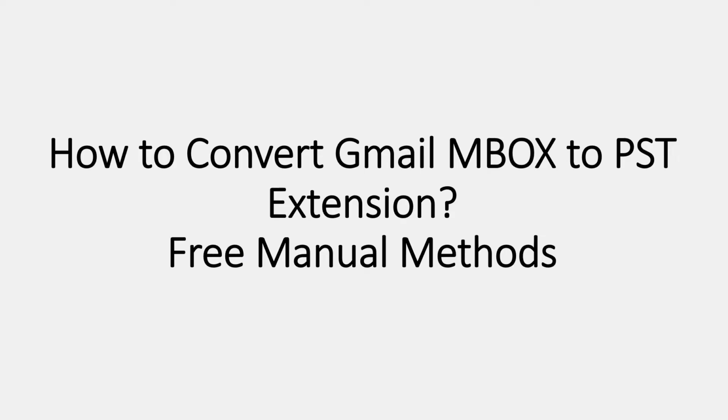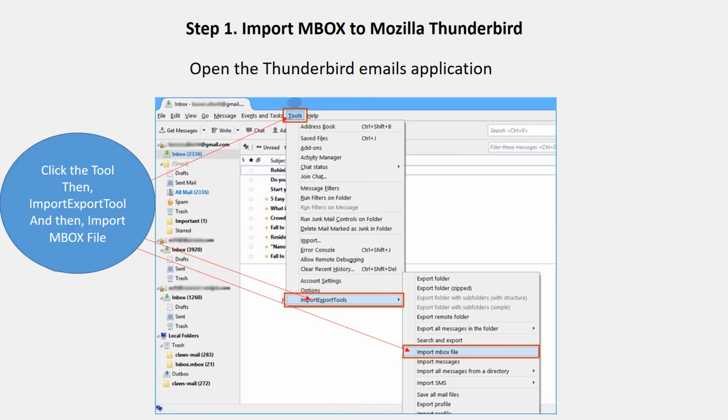In this video we are going to show how to convert Gmail MBOX to PST extension with the free manual methods. Step 1. Import MBOX to Mozilla Thunderbird. Open the Thunderbird Emails application. Click the Tool, then Import Export Tool, and then Import MBOX File.